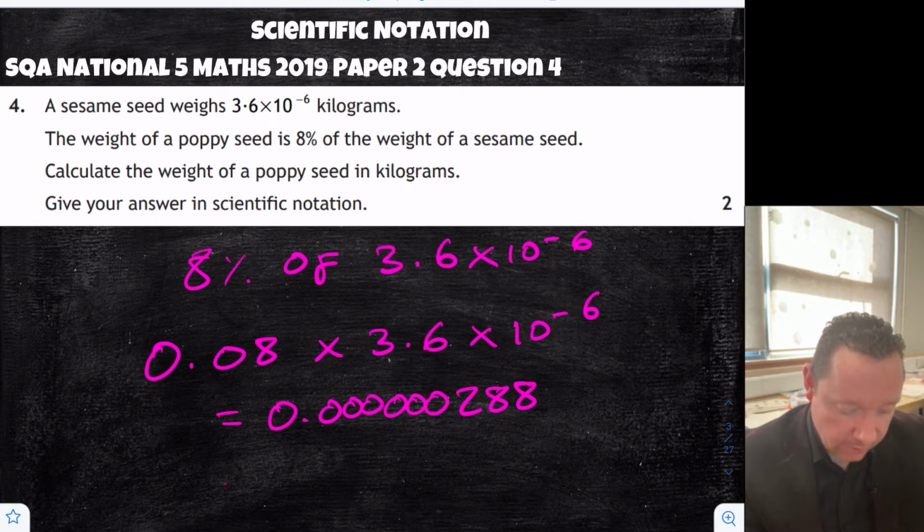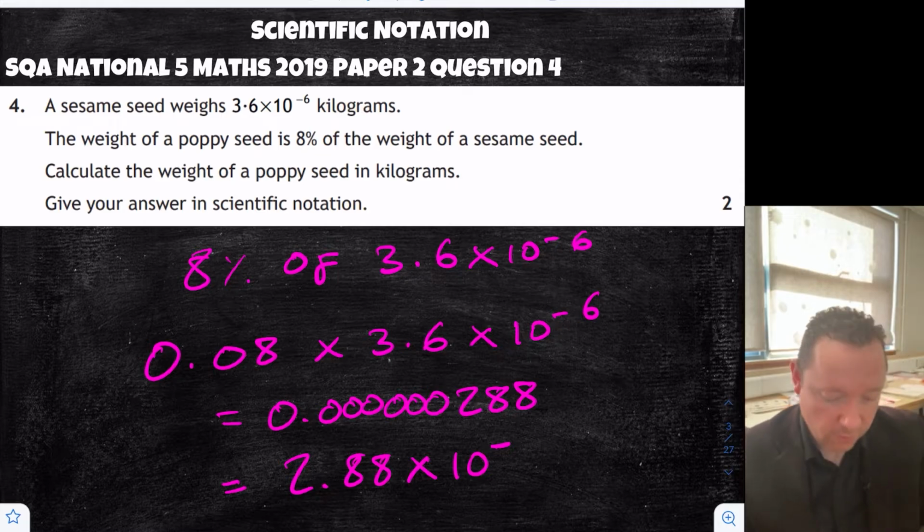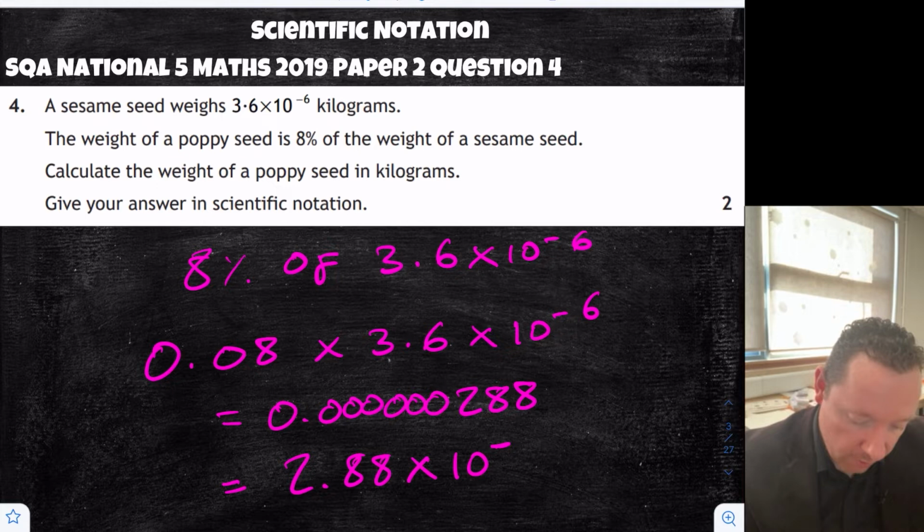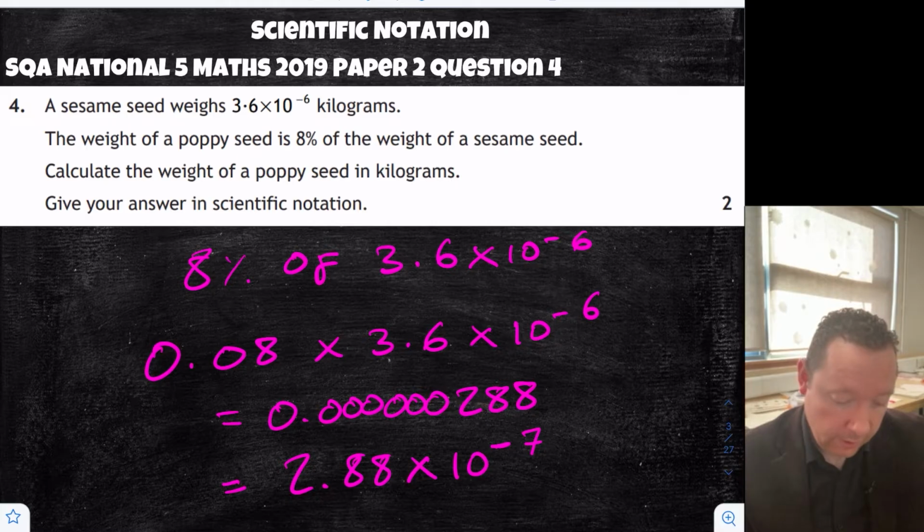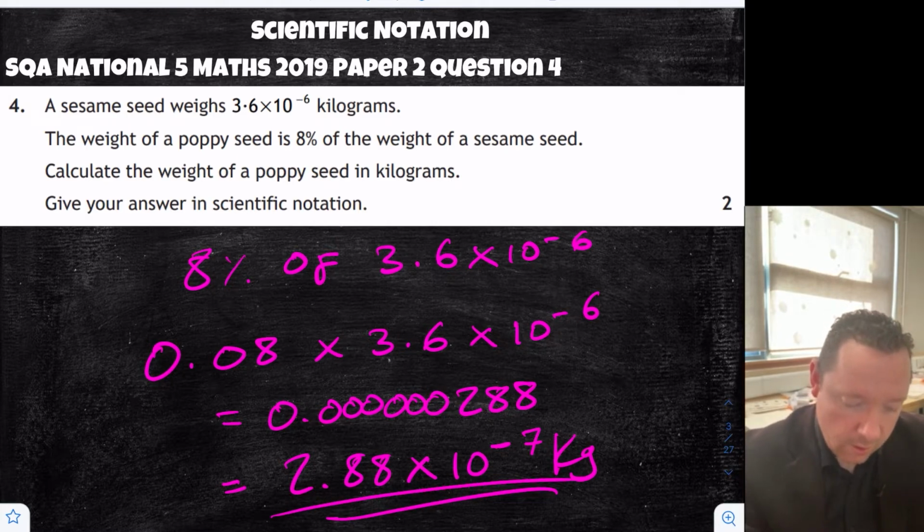We need to change that to scientific notation. So our first number is 2, so it's 2.88 times 10 to the power of minus, because it's a number which is less than 1. And to get that, we imagine our points here. So 1, 2, 3, 4, 5, 6, 7. Minus 7. And it's kilograms for our units. And we're done there.